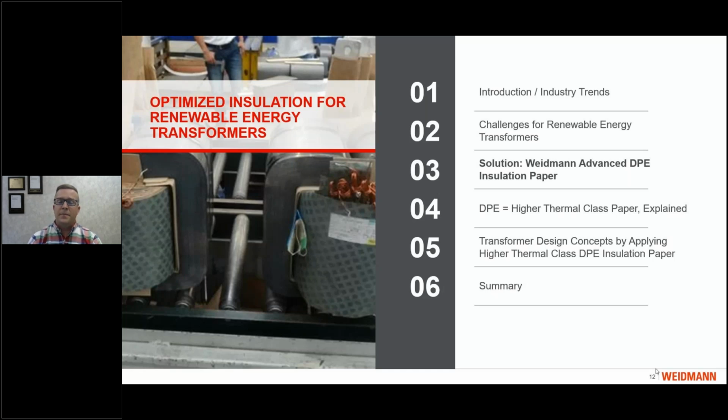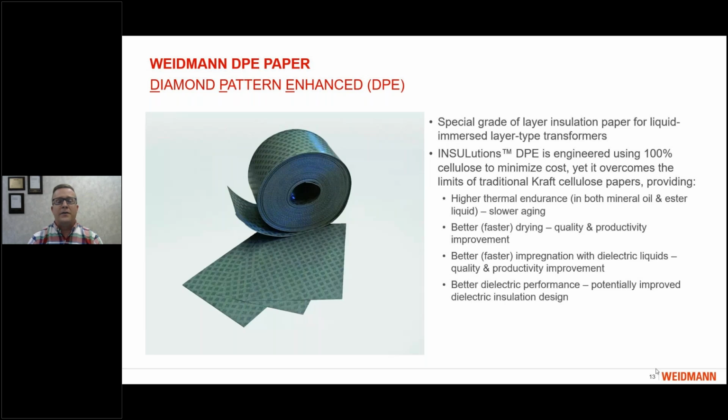So DPE stands for Diamond Pattern Enhanced paper, as opposed to the typical kraft DPP or diamond pattern paper. This paper is a special grade of layer insulation for liquid immersed layer type transformers. We've engineered this paper to still be made of cellulose. Okay, so it's not kraft, right?